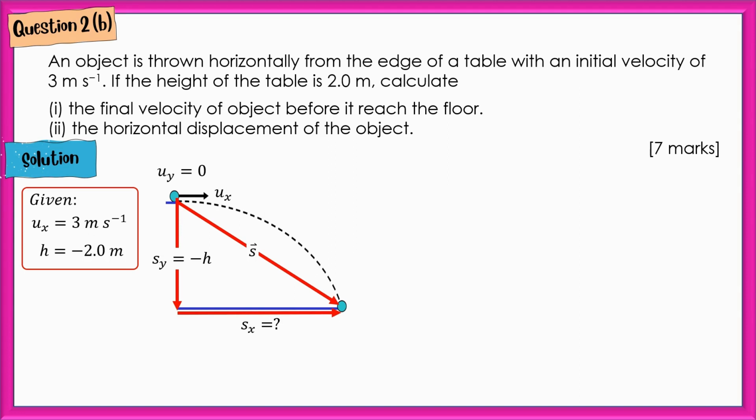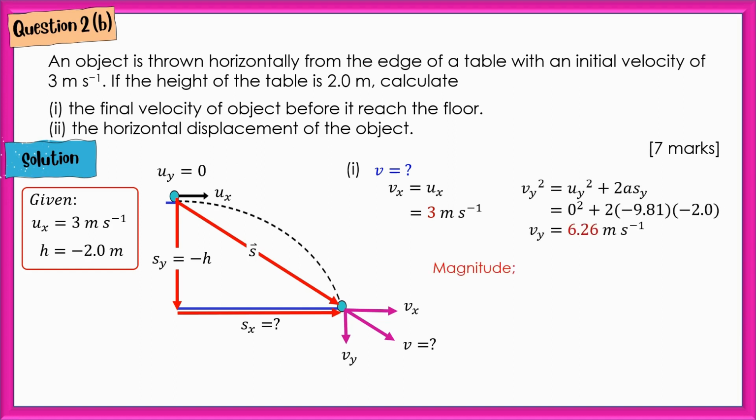The first question, you need to calculate the final velocity of the object. Final velocity meaning that you need to calculate the magnitude and also the direction. Okay, and the velocity that you need to calculate is just before the object reaches the floor. To get the v, you need to know the vx and vy. So vx for the projectile motion, at any point on the projectile path, vx is equal to ux. Because of that, vx is equal to 3 meter per second, no need to calculate.